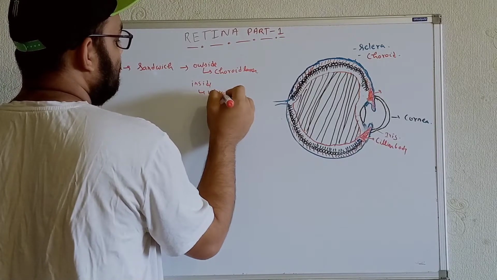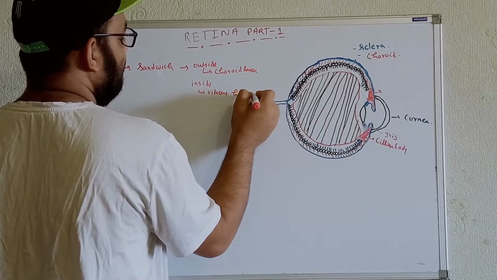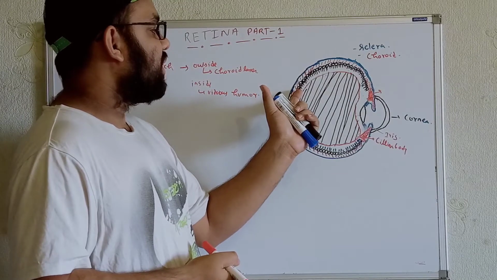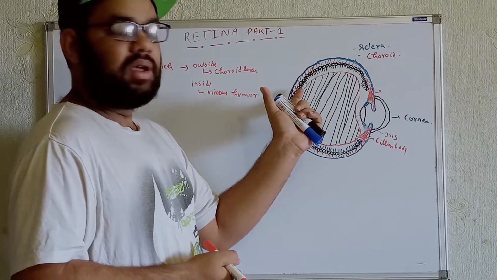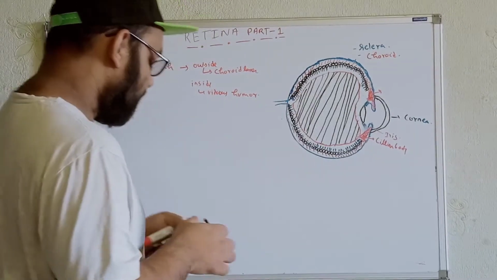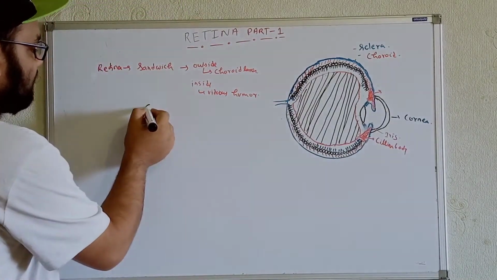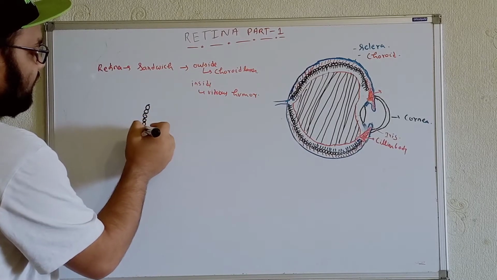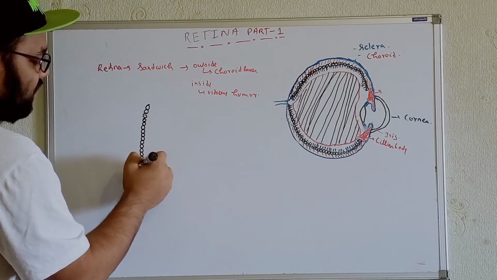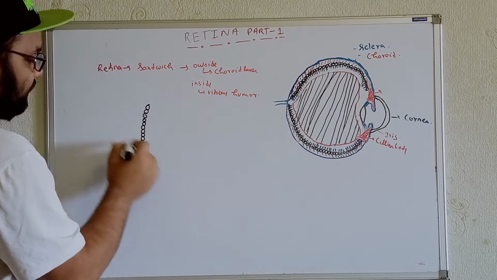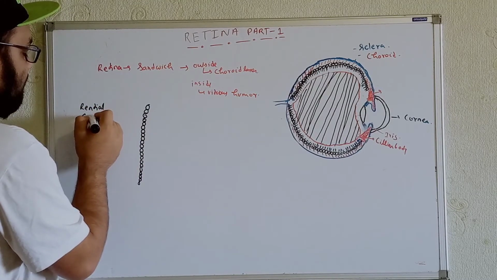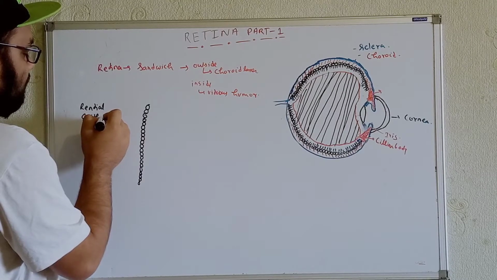Now try to understand the structure of the retina. We get two layers. One is the retinal pigment epithelial layer, and the other is the neuronal layer. For example, the first layer we get is the retinal pigment epithelium. So we can write it over here: retinal pigment epithelial layer.